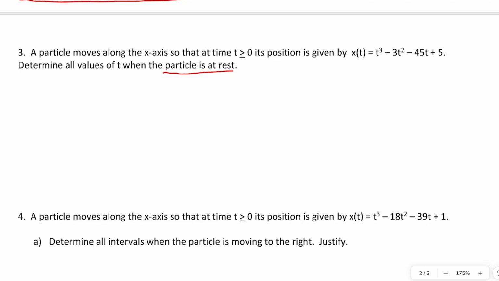What's 0? Position. Not necessarily position, because I could be moving through position 0, right? But what has to be 0? Your speed, or more specifically, your velocity. Although if one's 0, the other one's 0, because the absolute value is 0. But basically your speed has to be 0. So it doesn't matter where I'm standing, right? I could be standing over here, but as long as I'm not moving, I'm at rest. So for the particle to be at rest, the velocity has to equal 0.